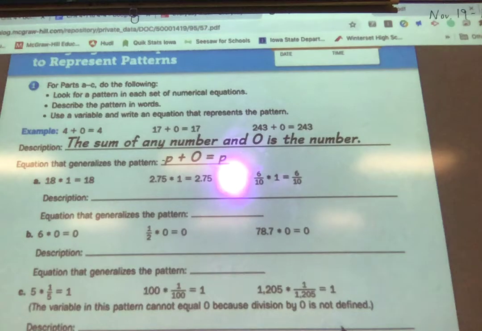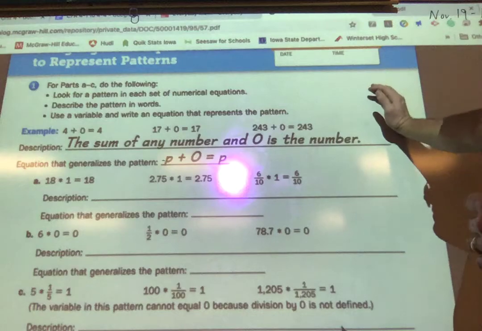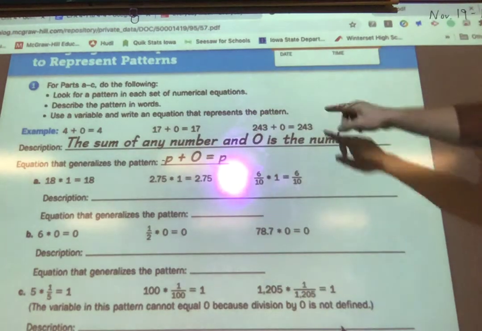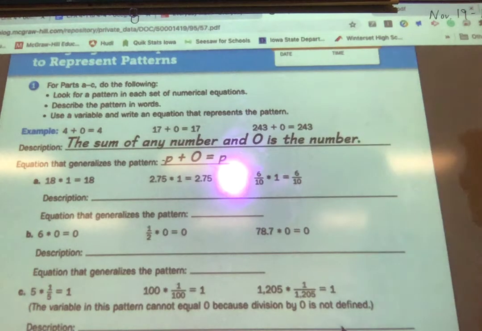All right, guys, in lesson 4 or 5 here, our I can statement is to be able to write equations to represent patterns and determine the number of solutions for equations. So we're going to look at a couple of different things here. We're going to start with some simple ones. We're looking at the example here. We're going to find the pattern, try to describe it in words, and then the new part of using a variable and write it in an equation that represents this pattern or shows it.